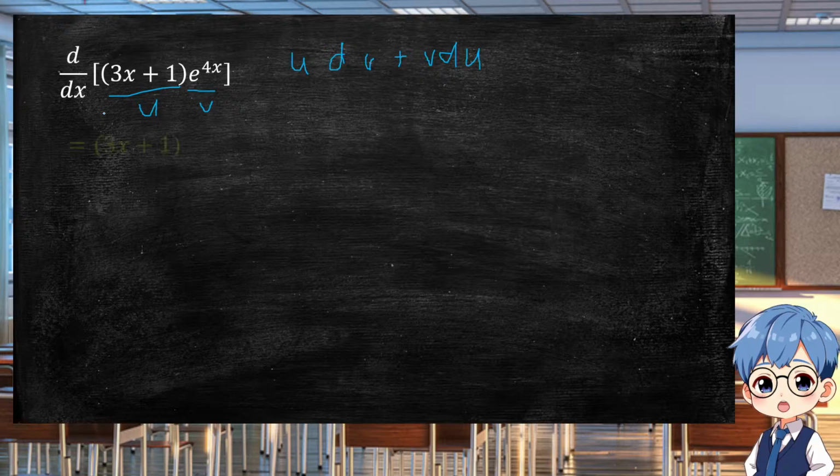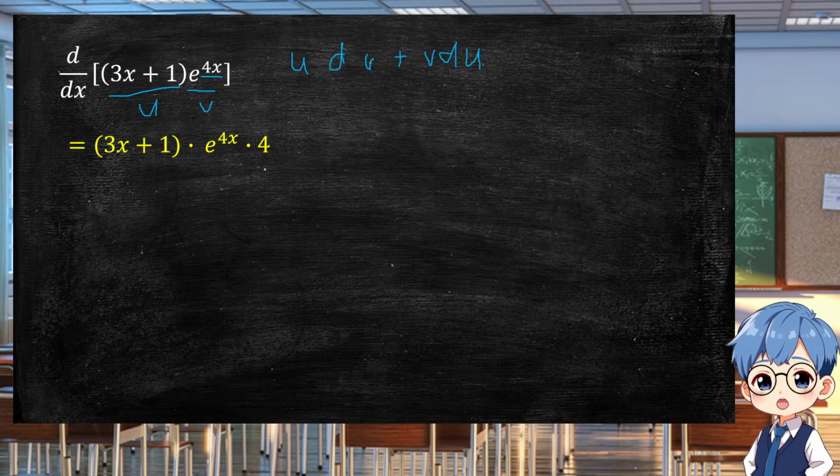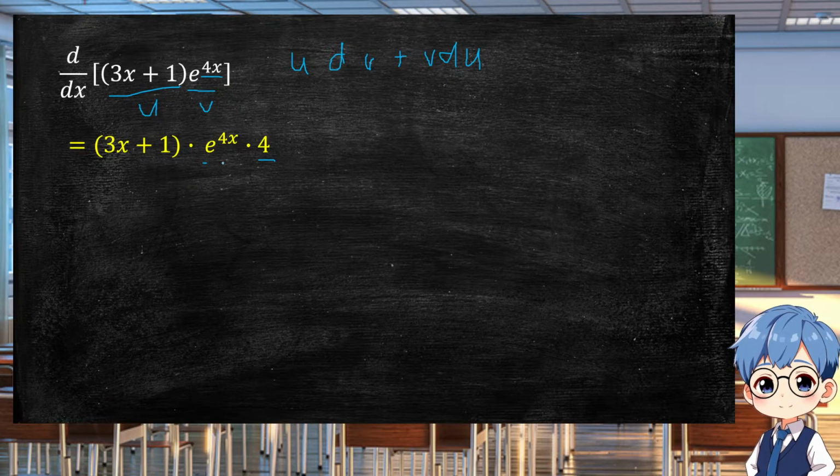So u is 3x plus 1. dv, derivative of e to the power 4x, is just e to the power 4x times the derivative of its exponent. So its exponent is 4x. Derivative of 4x is 4. So again, for e to the power of u, just copy the given, then times the derivative of the exponent. So that's u dv.